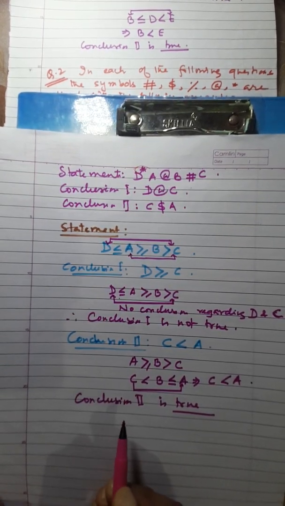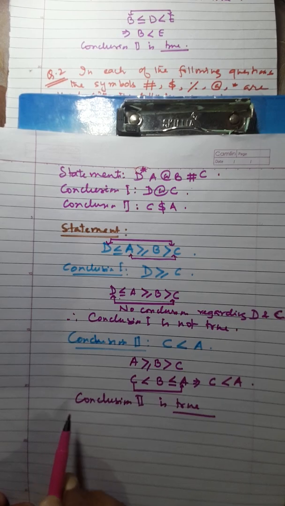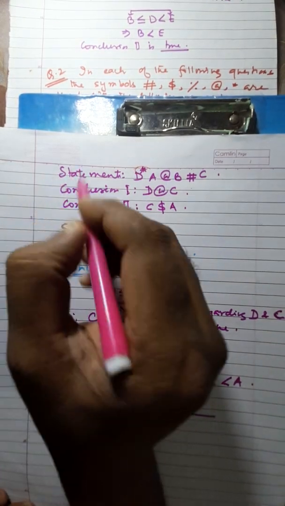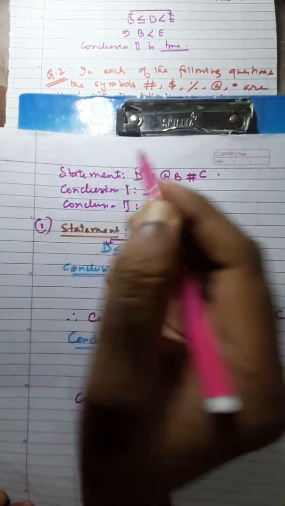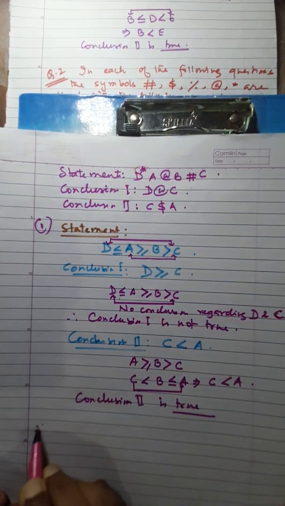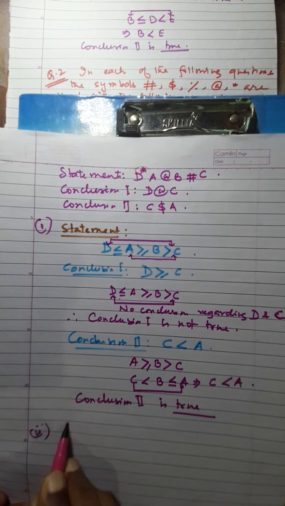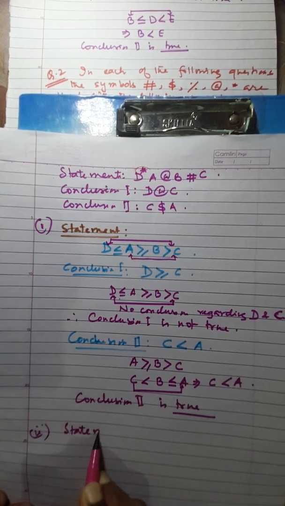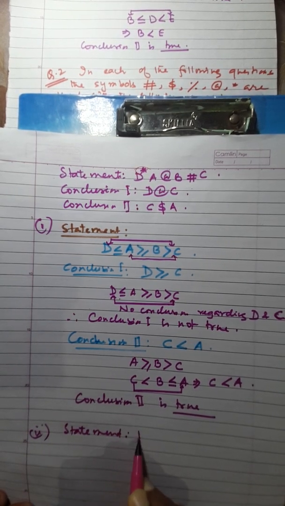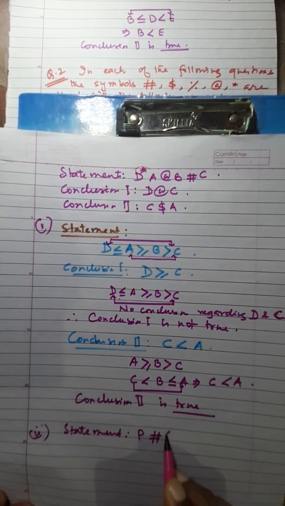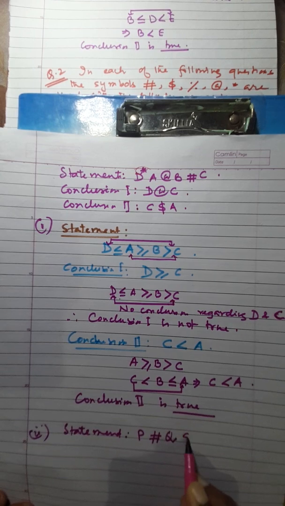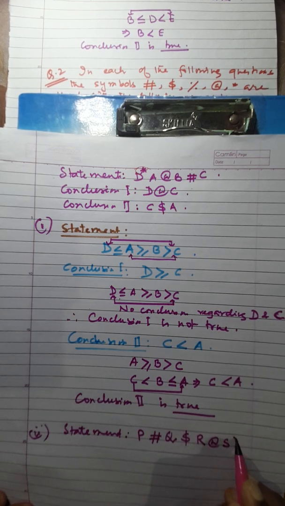Next statement. This was the first question, Roman number 1. Next statement, Roman number 2, statement: P hash Q dollar R at the rate S asterisk T.